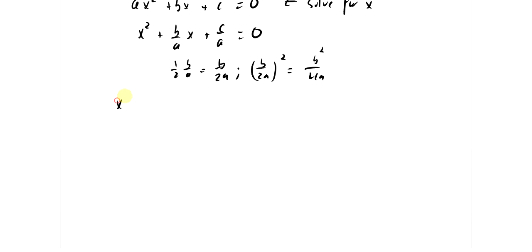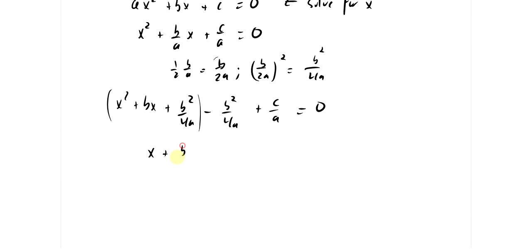So x squared plus b over a x, and we add b squared over 4a squared, and then we subtract b squared over 4a squared, and we have plus c over a equals 0, just completing the square. These three terms are a perfect square, and what is it? It's going to be x plus b over 2a squared equals, well, let's move these two terms over to the right side. So we get b squared over 4a squared minus c over a.